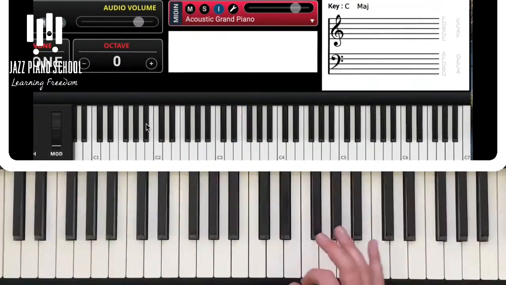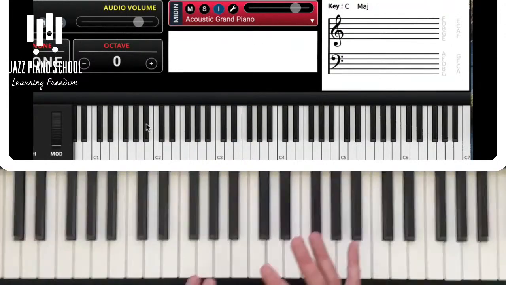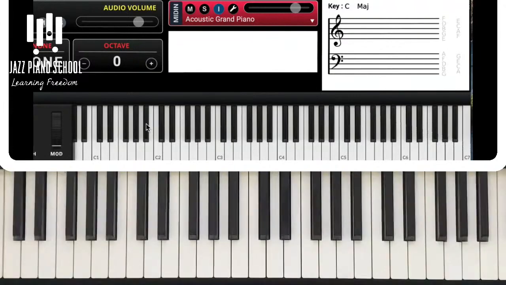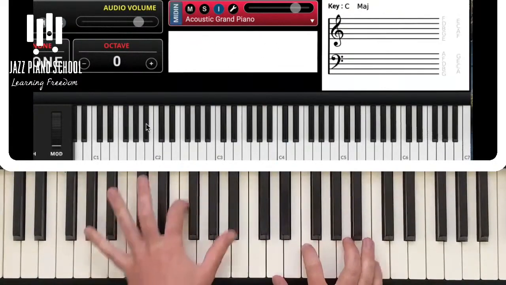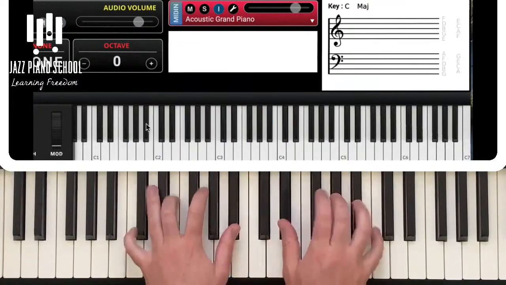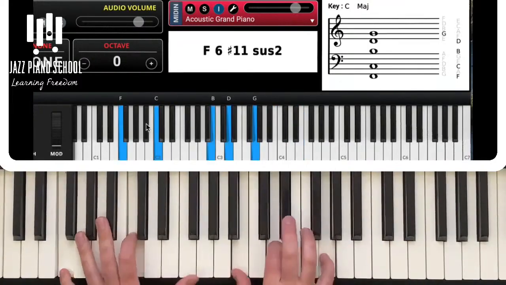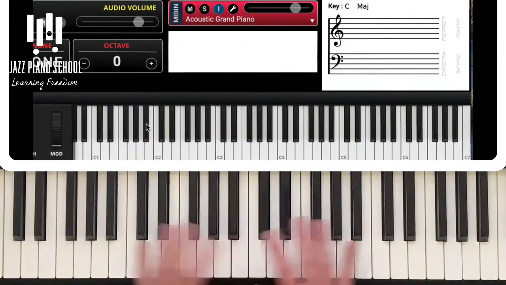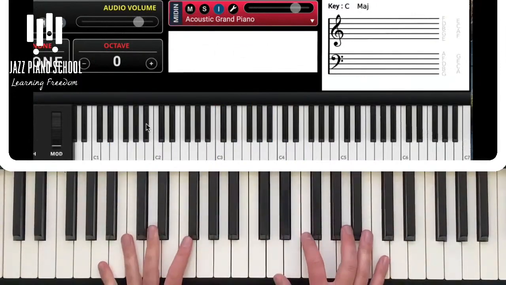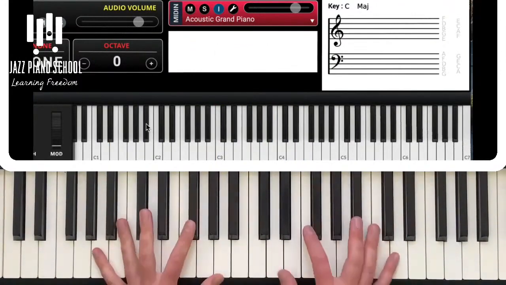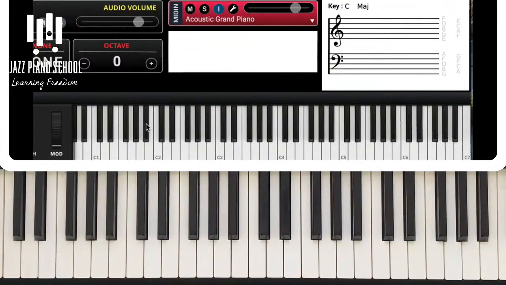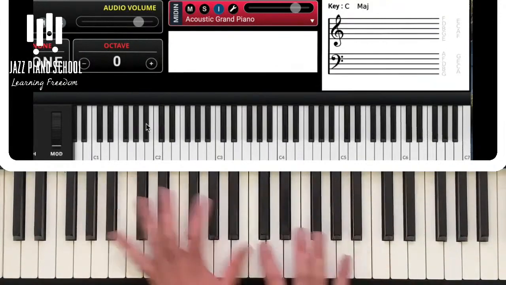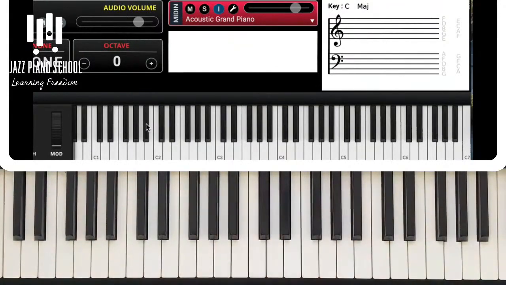So improv is going to be the third type of way to kind of implement upper structure triads, right? So again, just to cover again the implementation. Number one is comping. Number two is solo piano arrangement. Okay, so anytime you're kind of like arranging solo piano, that's going to be one way to do it. And the third, obviously, is going to be improvisation.